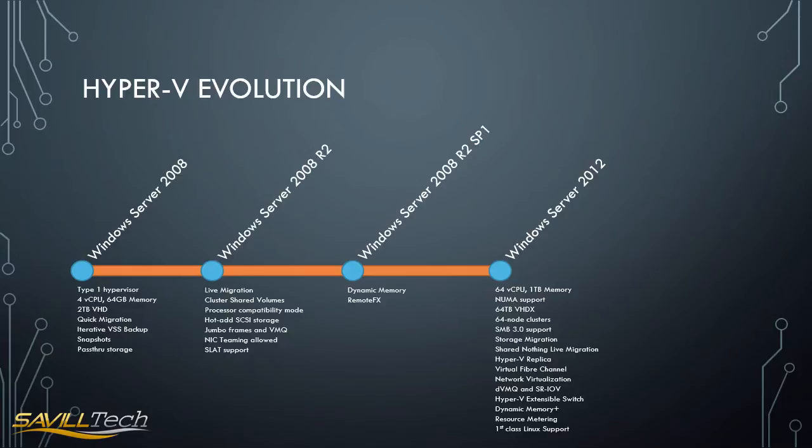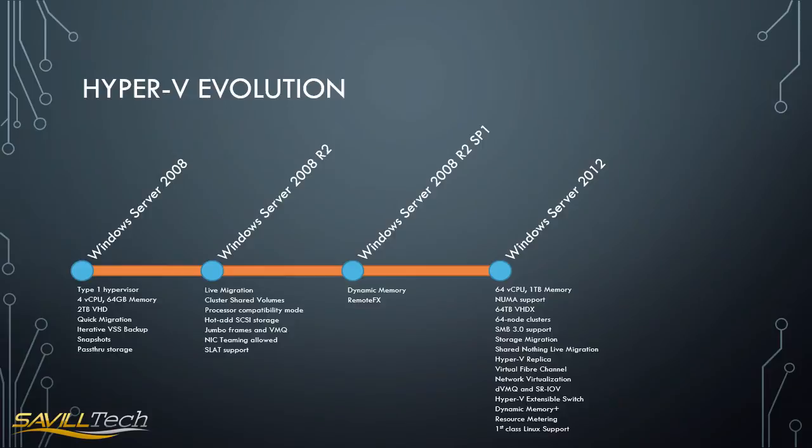Clustering was improved, 64 node clusters, but a big change was the addition of SMB3 support. So prior to Windows Server 2012, the storage for your Hyper-V box had to be block level. It had to be direct attached storage. It had to maybe be in some external enclosure where I had serial attached SCSI. It had to be on a SAN where I was using Fibre Channel or iSCSI. SMB3 adds file level protocol support.